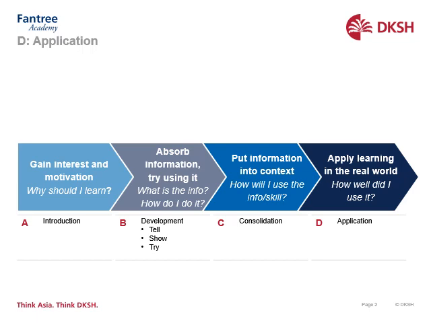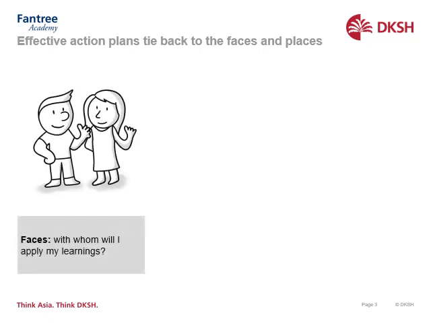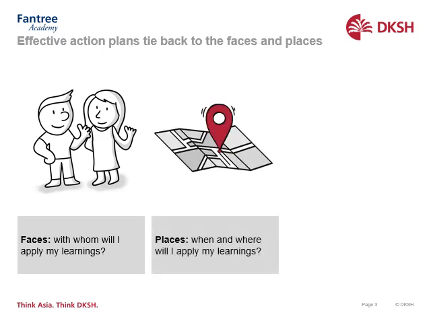And some of these things you do in the classroom, and some of these things you will need to do after the classroom. In the classroom, you will help the learner create an action plan and effectively tie that learning back to the faces and places they identified at the beginning of the day. And so this is reminding the learners, you already talked about the people with whom you will apply these learnings. And you've talked about the situations where you will apply those learnings. So the question you need to answer is, okay, when specifically and with whom specifically will I do that?